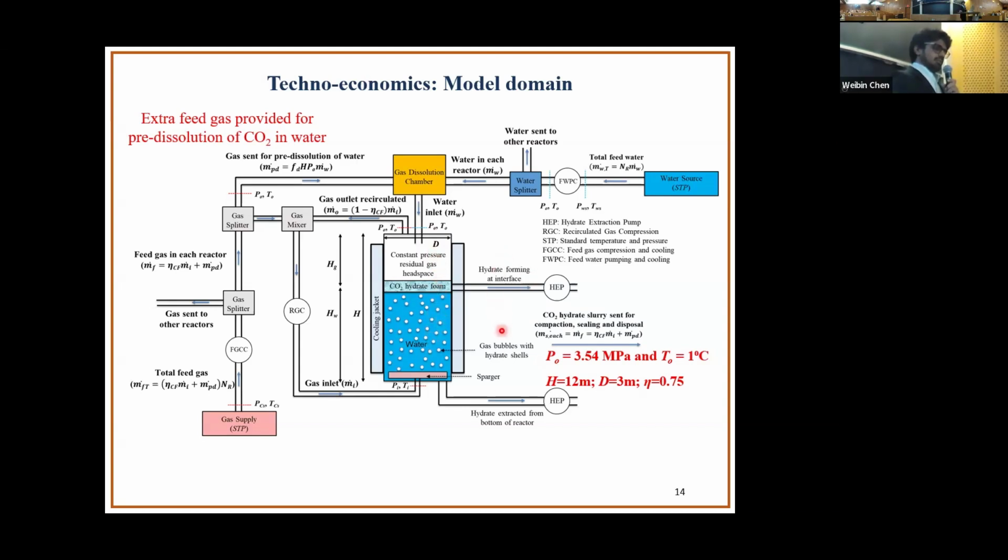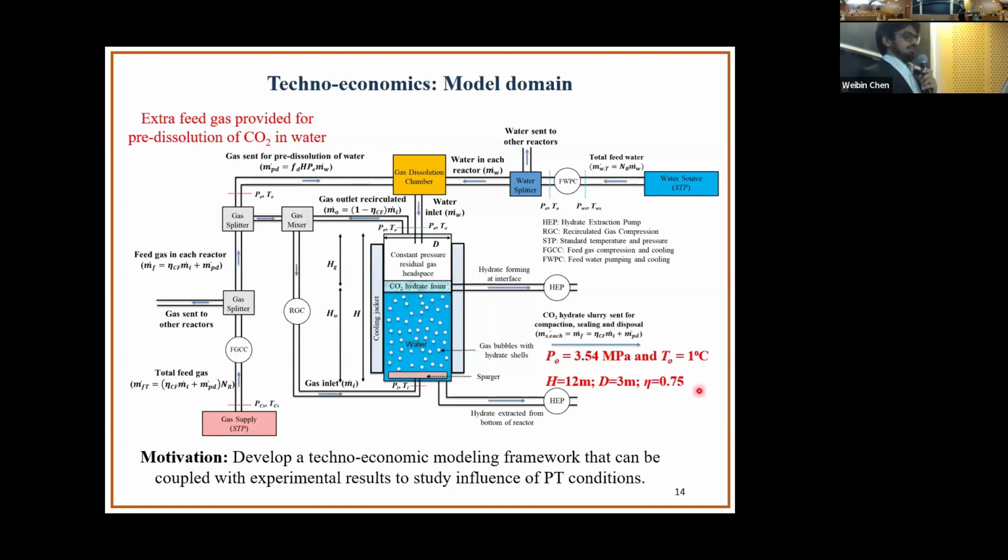For this analysis, we have excluded the extraction methods for hydrate from the CR. We essentially use one reactor first to understand the economics, and then we add on to it. We will see why. We choose one pressure-temperature condition, a fixed height and diameter, and the conversion cost. The overall motivation is to develop a techno-economic model framework that can be covered with some results, and you can optimize this techno-economics.